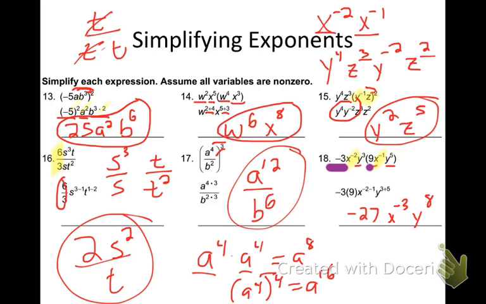Is this the final answer then? What am I missing in this answer? Or why is this not a final answer? What do I not like? Negative exponents. So where does that negative exponent have to go? So really my answer is going to be negative 27 y to the 8th over x to the 3rd. Now, that's my final answer. Okay, I do not like the negative exponents.